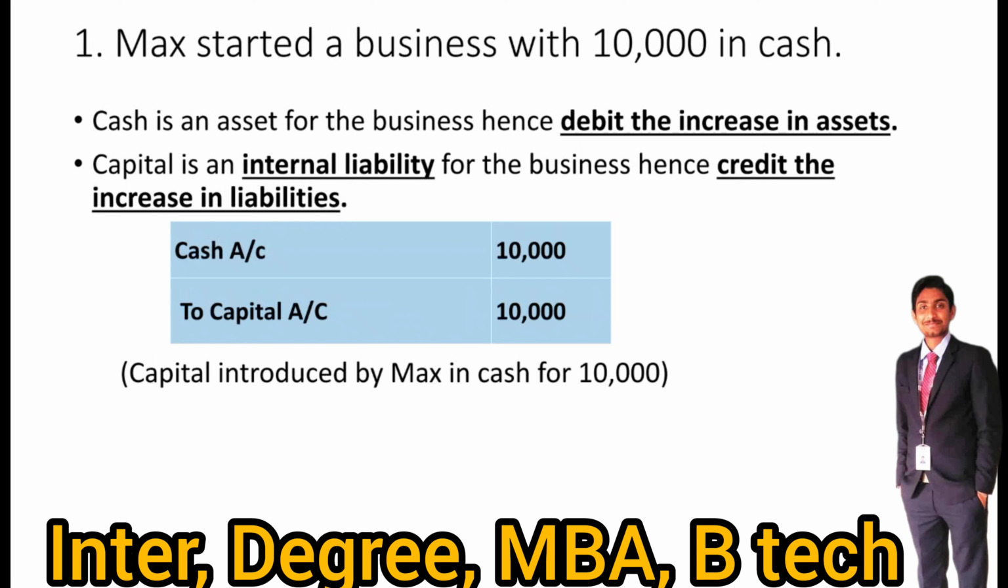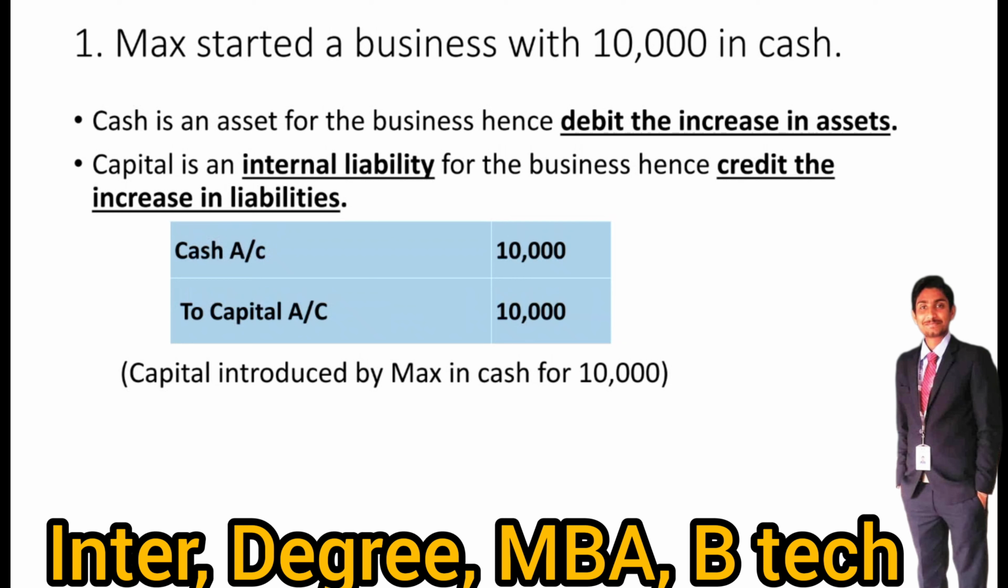Max started a business, which means Max is the owner of the business and he brings cash worth 10,000 rupees. Cash is coming to the business, and who brings that cash? Max, the owner. So we treat it as the capital of the business. Whatever the owner brings into the business is called capital. So we identified one is cash, another one is capital.